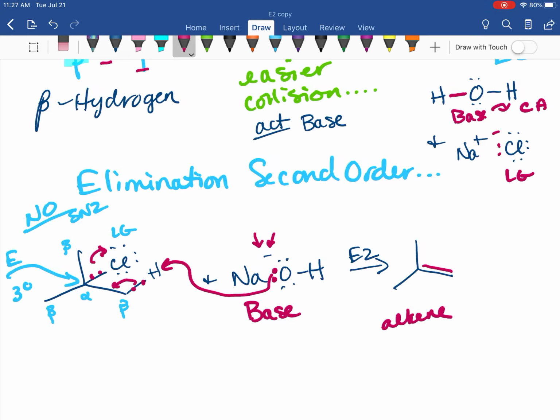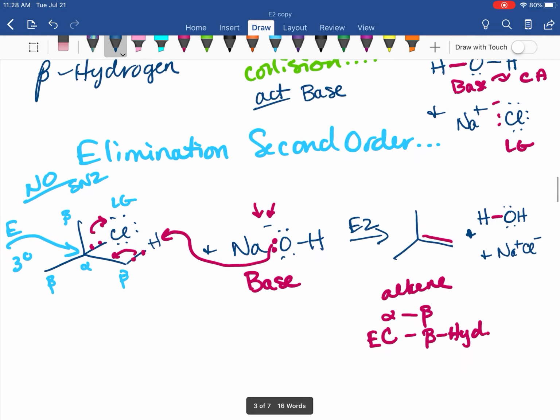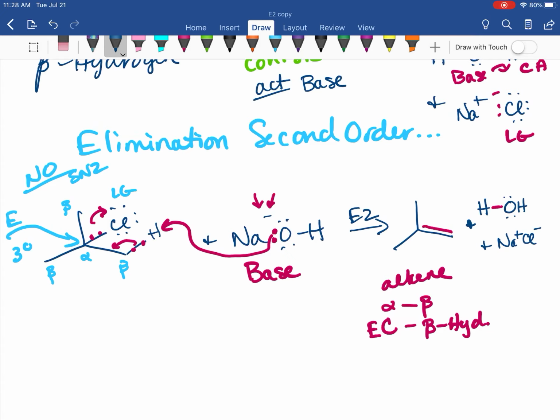What is our product then? Okay, we keep the same skeleton. You just made an alkene, and you made it between that alpha and beta. You made it between your electrophile carbon and your beta hydrogen. We made water. It doesn't always have to be water. Water just happens to be our conjugate acid. And we made salt.